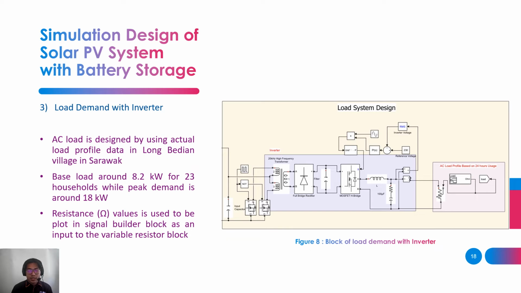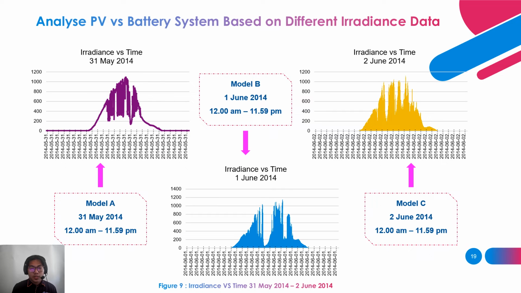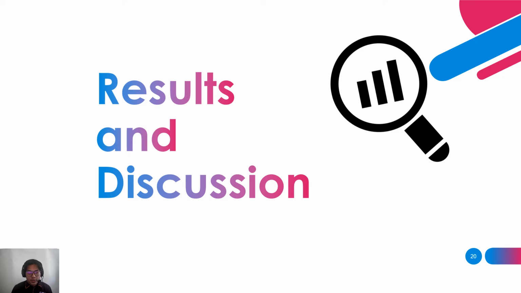The AC load is designed by using actual load profile data. Resistance values are plotted in a signal builder block as an input to the variable resistor block. The inverter used is from online sources and just plugged into the system. The performance analysis of photovoltaic and battery is based on 3 types of irradiance data, namely model A, B, and C, which consist of 3 consecutive days in year 2014 from 31 May until 2 June 2014, as shown in figure 9. Okay, here come the results and discussion part.